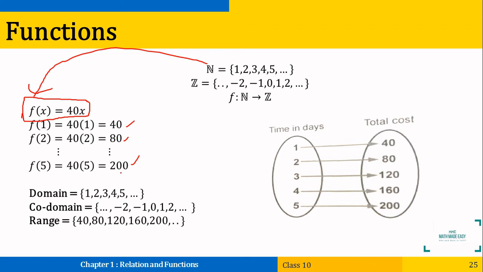The domain is where we start the mapping from, that's natural numbers. The codomain is where we end the mapping, so integers are the codomain here. Let's talk about the range: all the positive multiples of 40 are mapped from natural numbers, so the range is the positive multiples of 40.